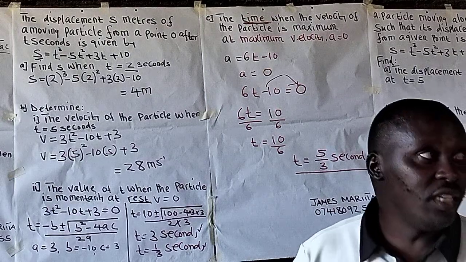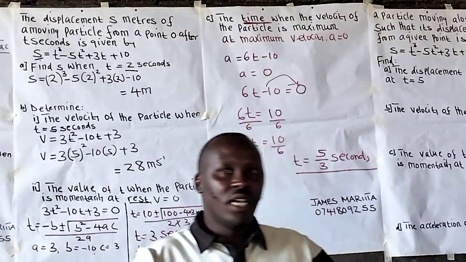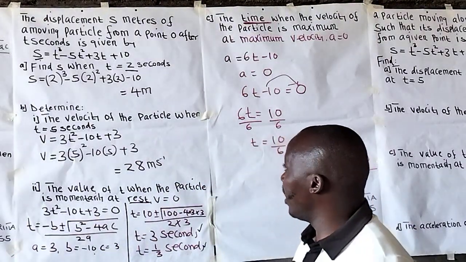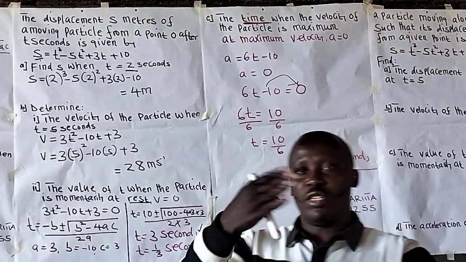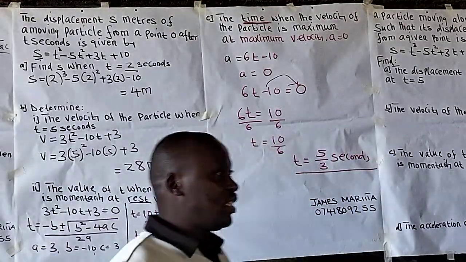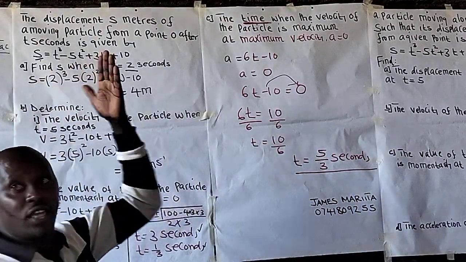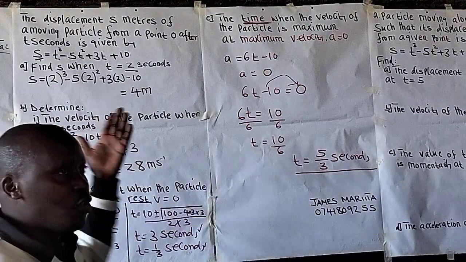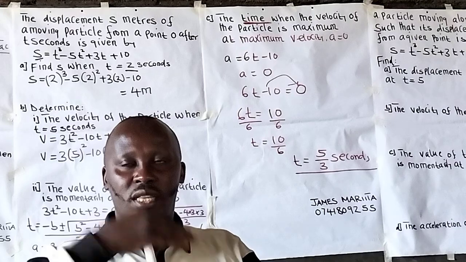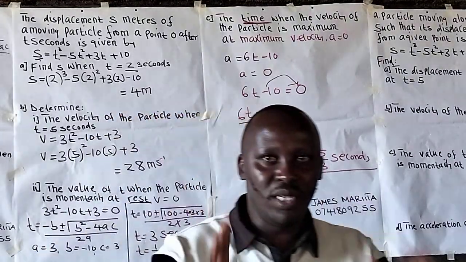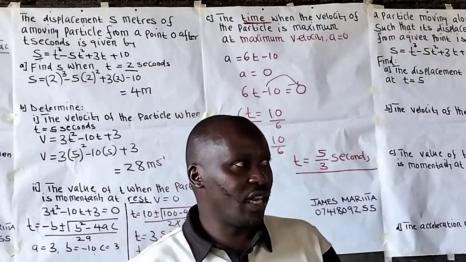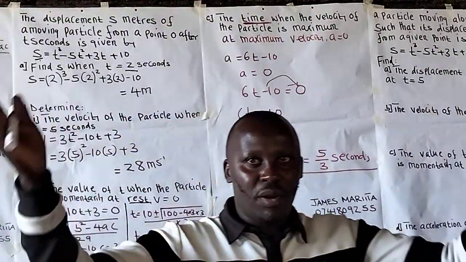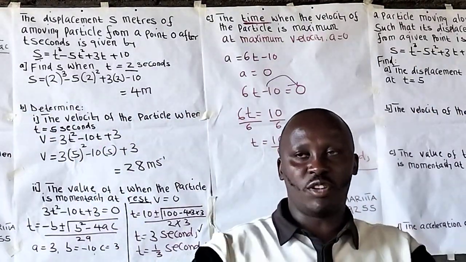So the question was very simple. It's normally set in Section B, and in most cases in Paper 1 it carries 10 marks. So you understand how to differentiate the displacement to get the velocity. To differentiate velocity, you get the acceleration. You understand that the velocity of the particle at the point of maximum, the point of minimum, at the point of rest is equivalent to 0.